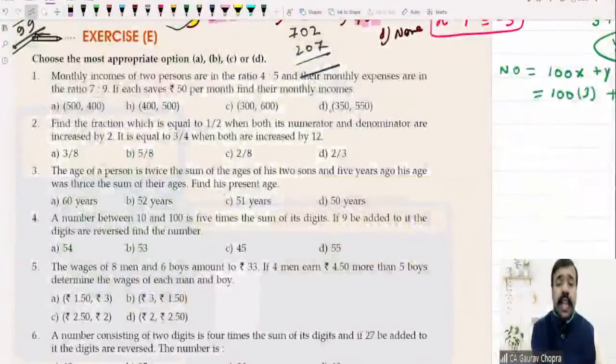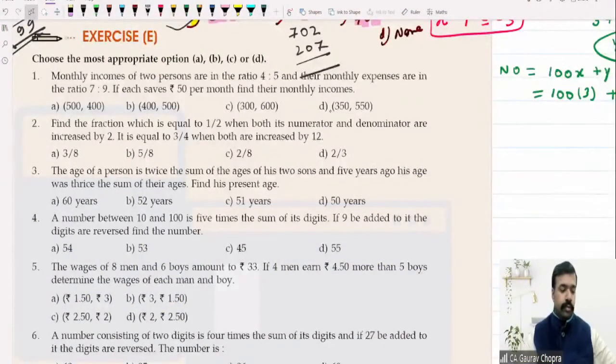Let us begin with this exercise, that is exercise number E. So now here there are again some word problems, and we can solve all these word problems with the help of the short tricks or the options. All right. So now let us start with the first question.